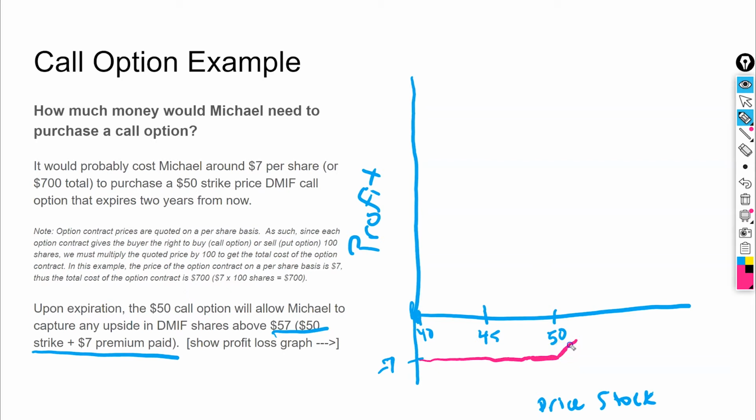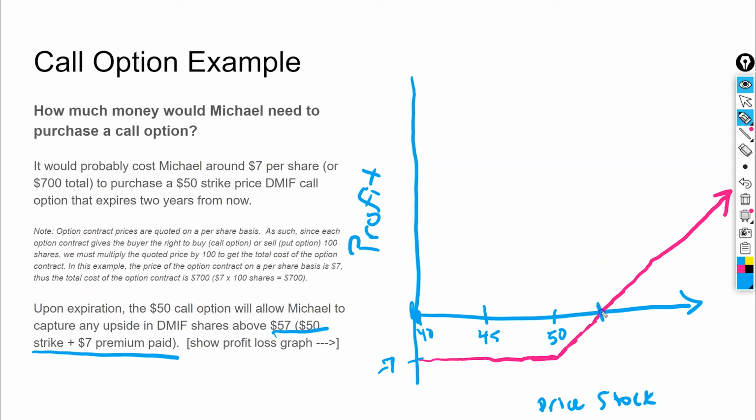Now, so there's value above 50. So our losses get smaller and smaller, but we've got to have the stock price go up enough to counter that full $7 of premium paid, right? So then at some point it crosses the axis into positive profit territory and continues to climb to infinity in theory. So if the stock price goes to infinity, your profits can go to infinity. Now that doesn't happen very often, as you might imagine, but you can go up quite a bit.